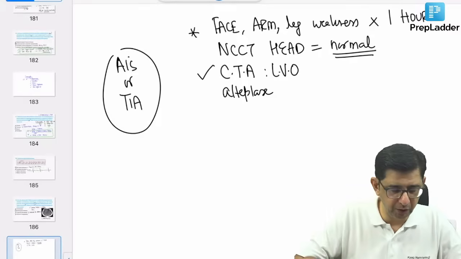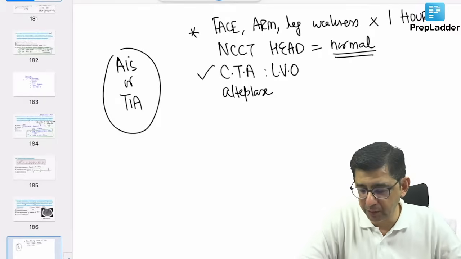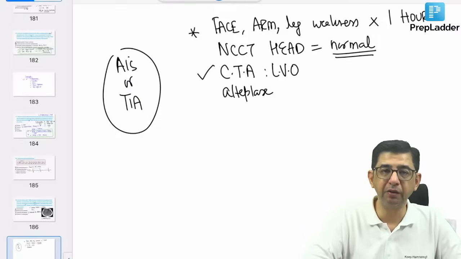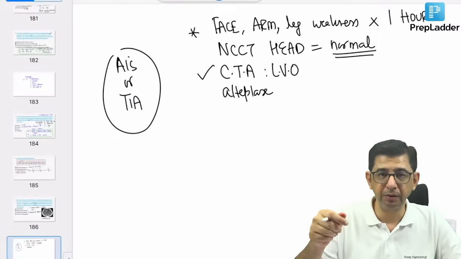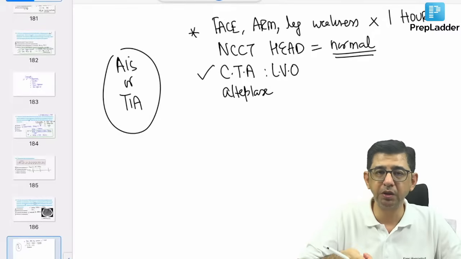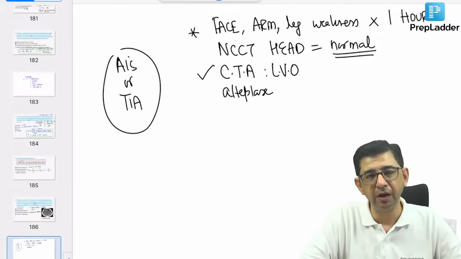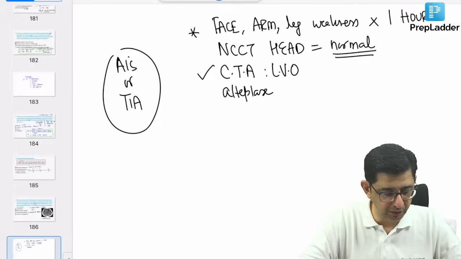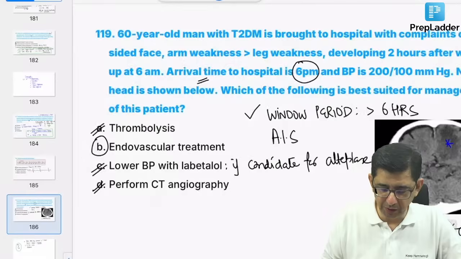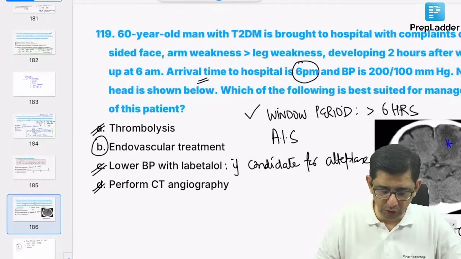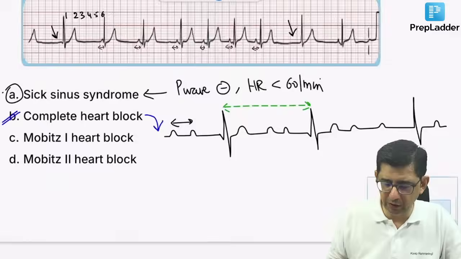So I just want to bring to your attention that if CT is normal, and you have to differentiate between TIA or acute ischemic attack, then the next investigation that helps you in differentiating is the CT angiography. That is, if diffusion weighted MRI is not given in the options. Okay, so the answer in this particular question would be endovascular treatment. Just check out here, other time-to-stroke questions, they would always be endovascular treatment that would be given.